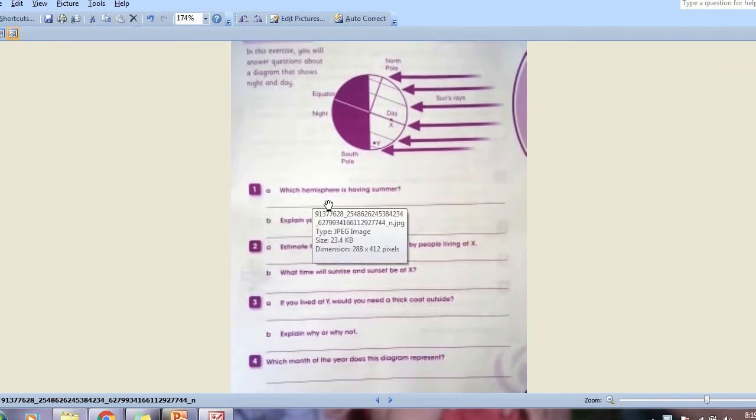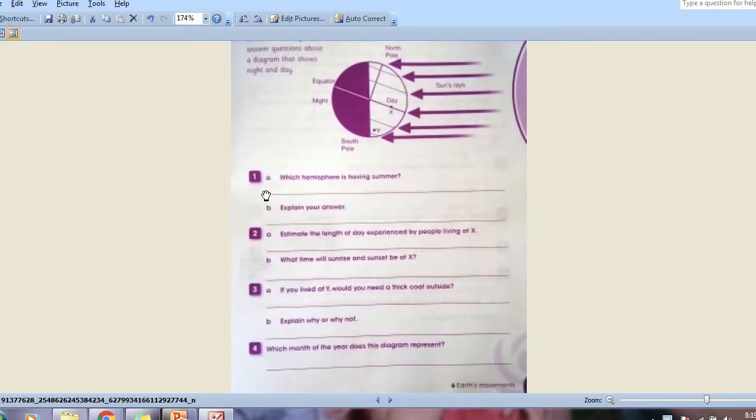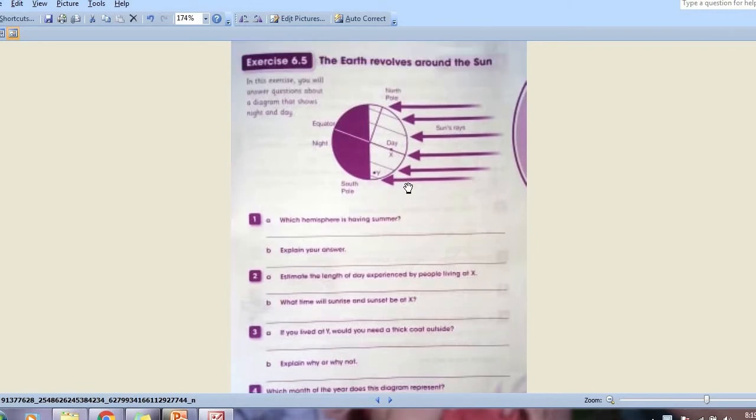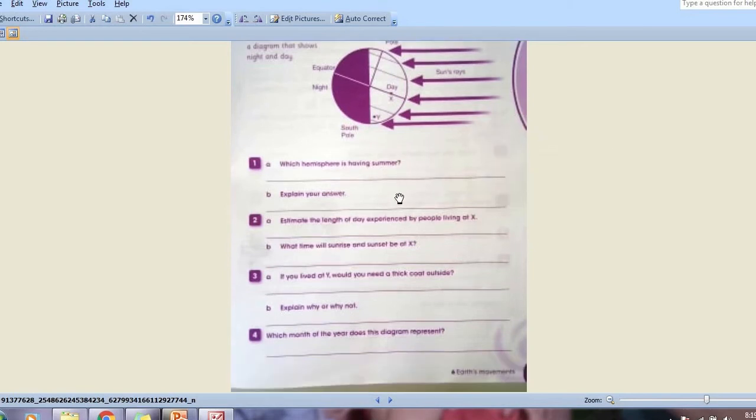First question, which hemisphere is having summer? I think you know the answer. Don't forget to write it here. Explain your answer. How are you going to explain your answer? Basically, you have to explain that it is facing directly. Alright, good. A bigger portion of the northern hemisphere is facing the sun. That's clear, guys. So it's really important to watch this video because you will not be able to get the correct answer, right?